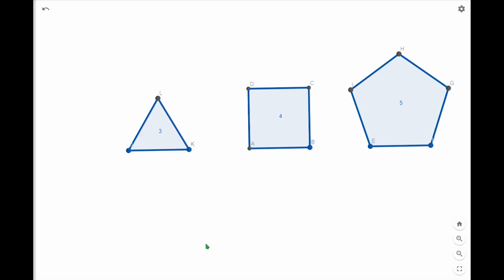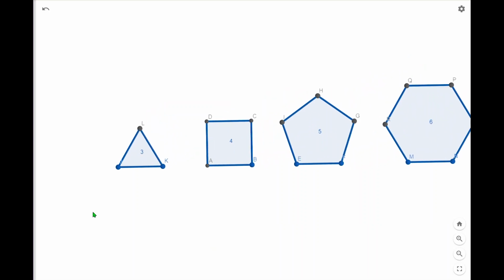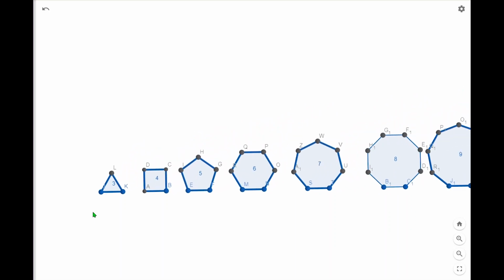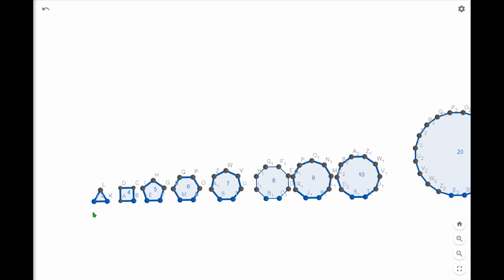The shrinking sides problem asks if the sum of the areas of all polygons in case A, in case B, or in both cases is convergent or divergent. Keep in mind that adding sides increases the areas while decreasing side lengths decreases the areas.